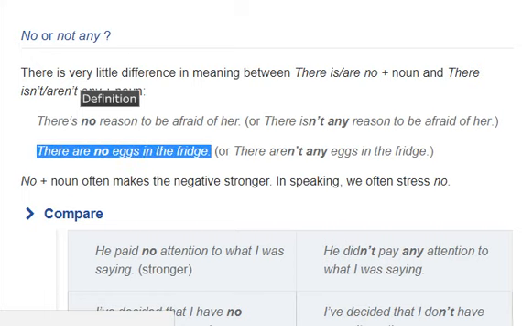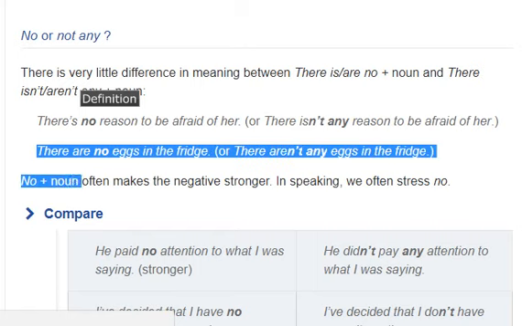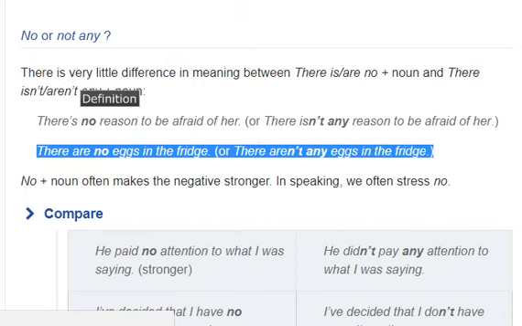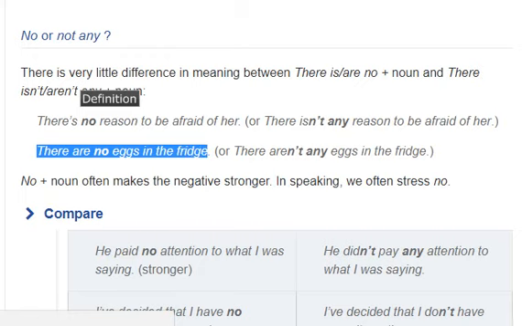There are no eggs in the fridge. Or there aren't any eggs in the fridge. There are no eggs in the fridge. There aren't any. Não tem nenhum ovo na geladeira. Não tem os ovos na geladeira.